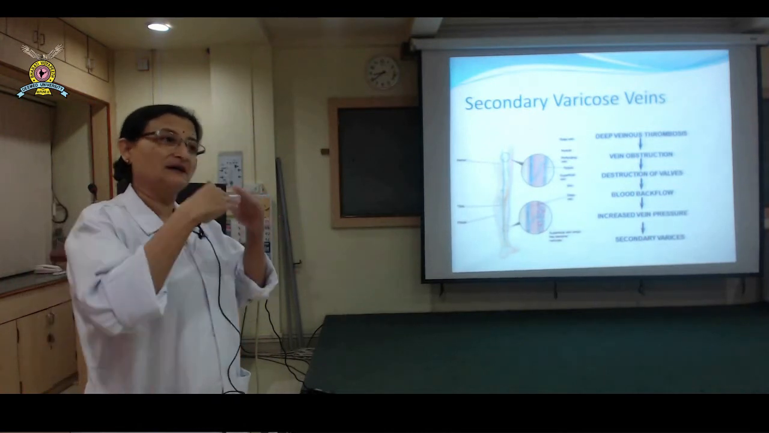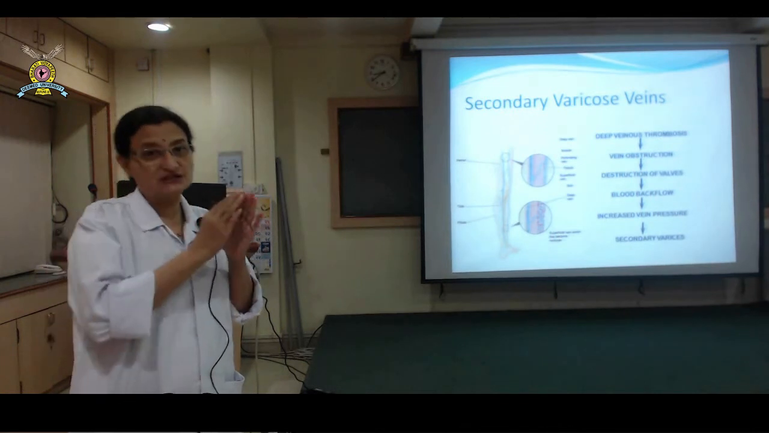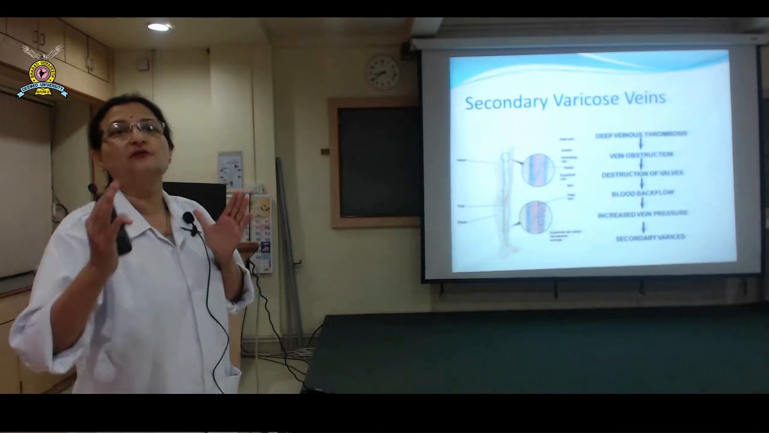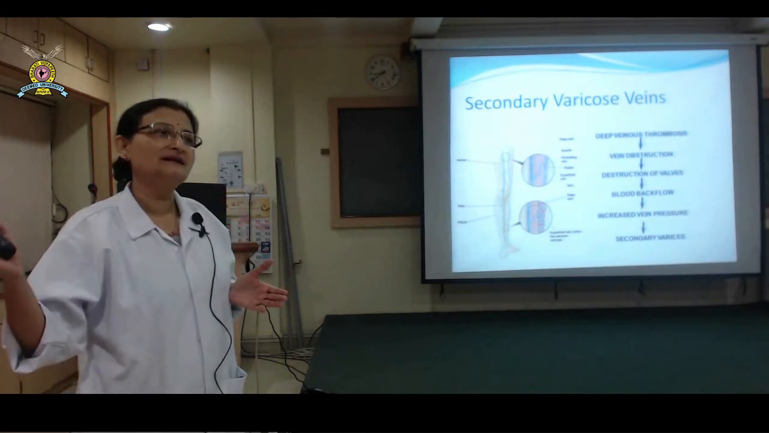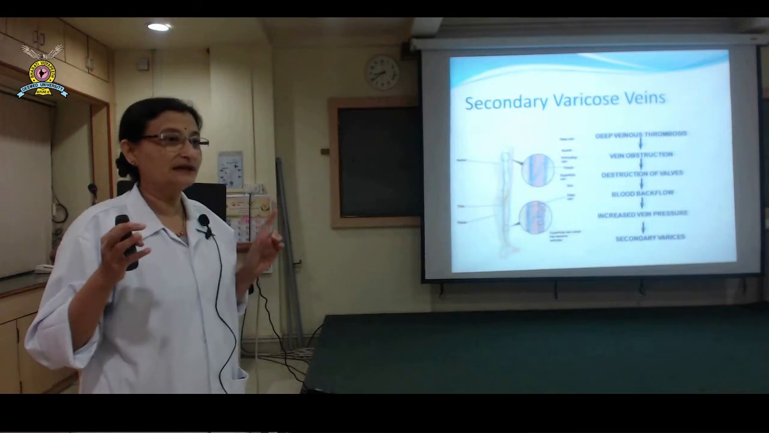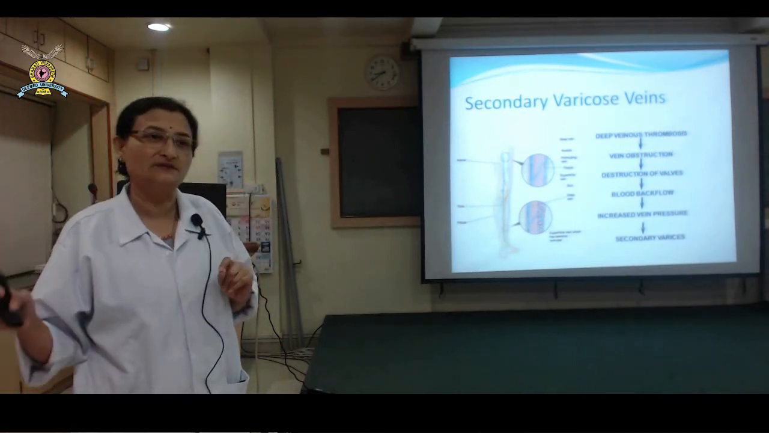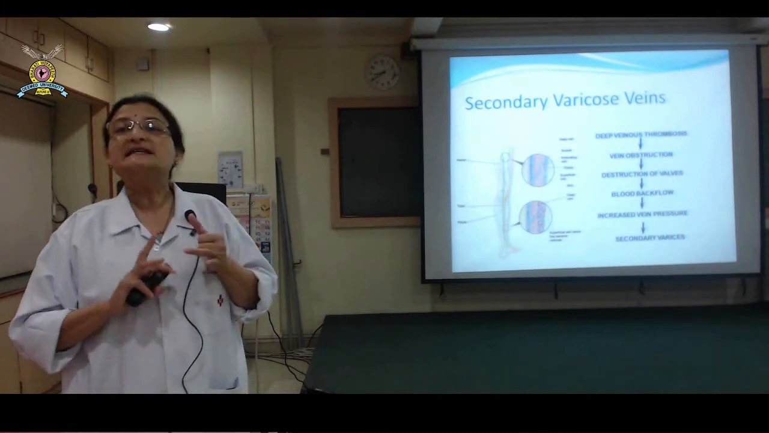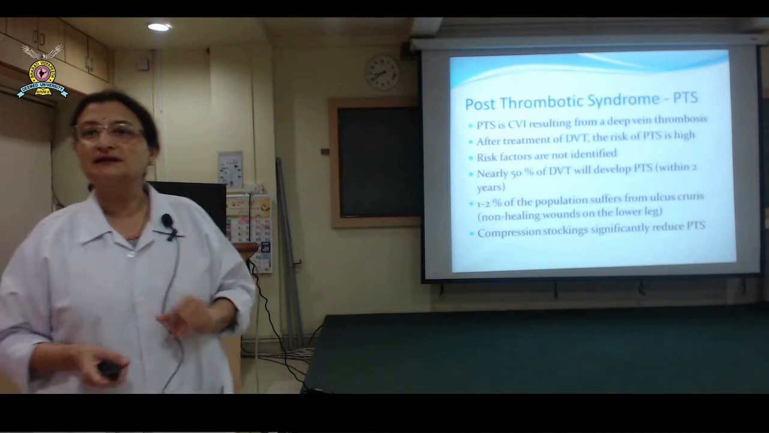The valves in the communicating vein may also get destroyed. The strategic valve, which does not allow a backflow, may also get destroyed. And that is how you get a secondary varicosity after DVT. Okay, not all of them may develop it, but the majority will. This is one important thing. Secondly, there is something called a post-thrombotic limb.